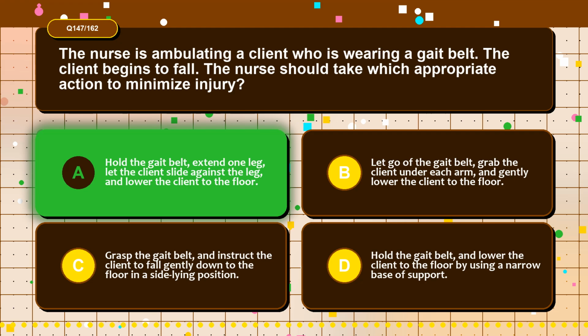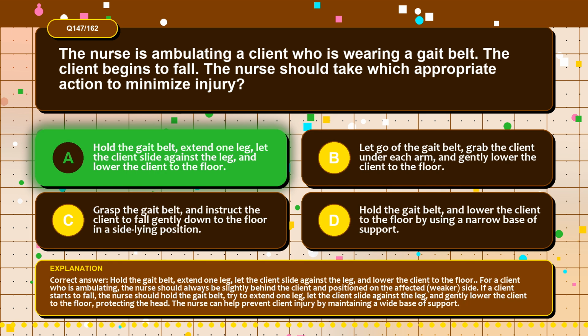The correct answer is option A. Hold the gait belt, extend one leg, let the client slide against the leg, and lower the client to the floor. For a client who is ambulating, the nurse should always be slightly behind the client and positioned on the affected weaker side. If a client starts to fall, the nurse should hold the gait belt, try to extend one leg, let the client slide against the leg, and gently lower the client to the floor, protecting the head. The nurse can help prevent client injury by maintaining a wide base of support.